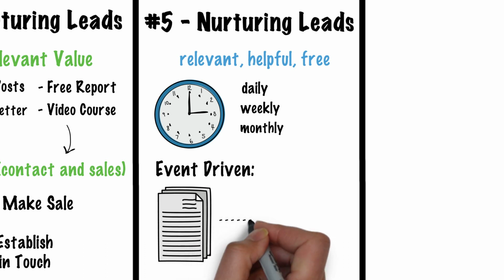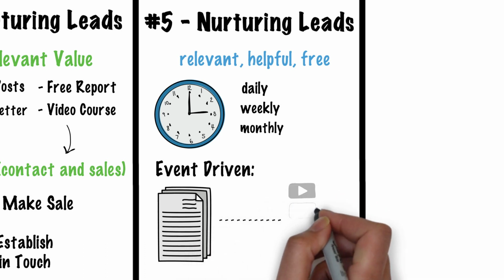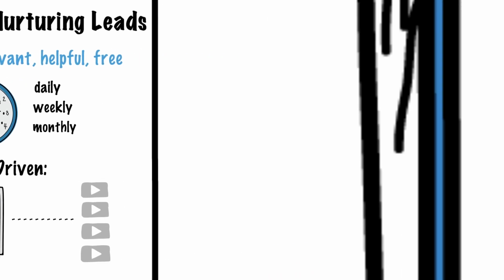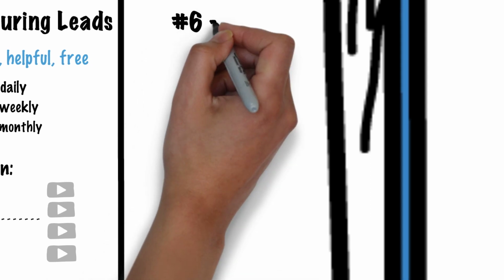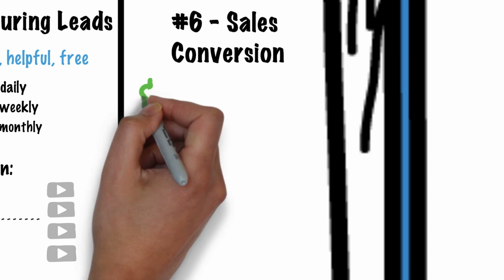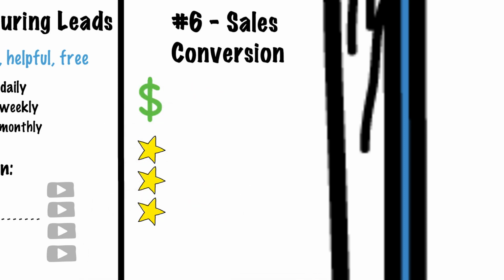This automatically enrolls them in a 4-video educational course emailed over the next month on what to look for when purchasing a commercial property. Once you've established enough trust with your prospect, you'll move on to point number 6, the sales conversion.